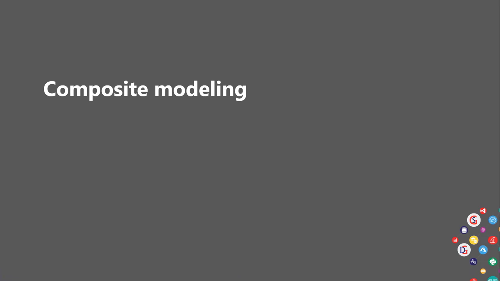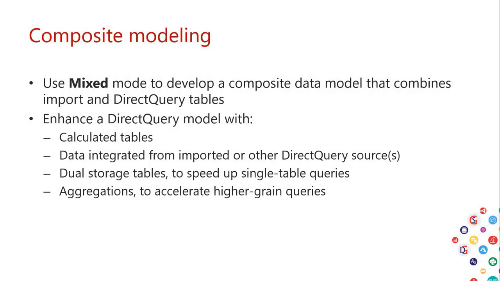All right, well, now that we're familiar with import and direct query modeling, let's consider the middle ground, the blend of the two, being composite modeling. In Power BI Desktop, we refer to this as mixed mode, allowing us to develop a composite model combining import and direct query tables. The table has a property defining whether it's an import of data or a direct query. It's not a model level property, it's table level.